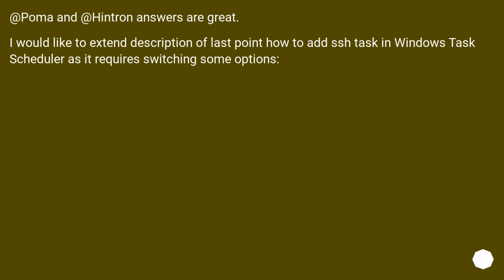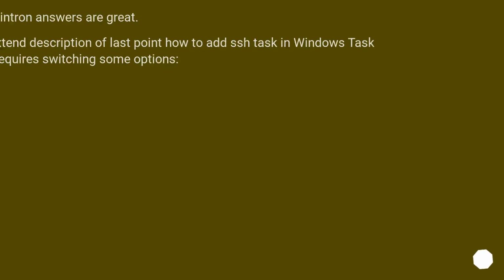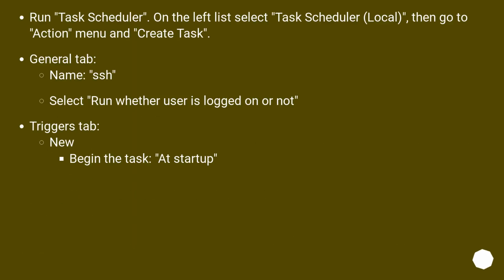Akpoma and Akhintron answers are great. I would like to extend the description of the last point, how to add an SSH task in Windows Task Scheduler, as it requires switching some options. Run Task Scheduler. On the left list select Task Scheduler Local, then go to the Action menu and create task. General tab. Name, SSH. Select Run whether user is logged on or not. Triggers tab. New. Begin the task at startup.